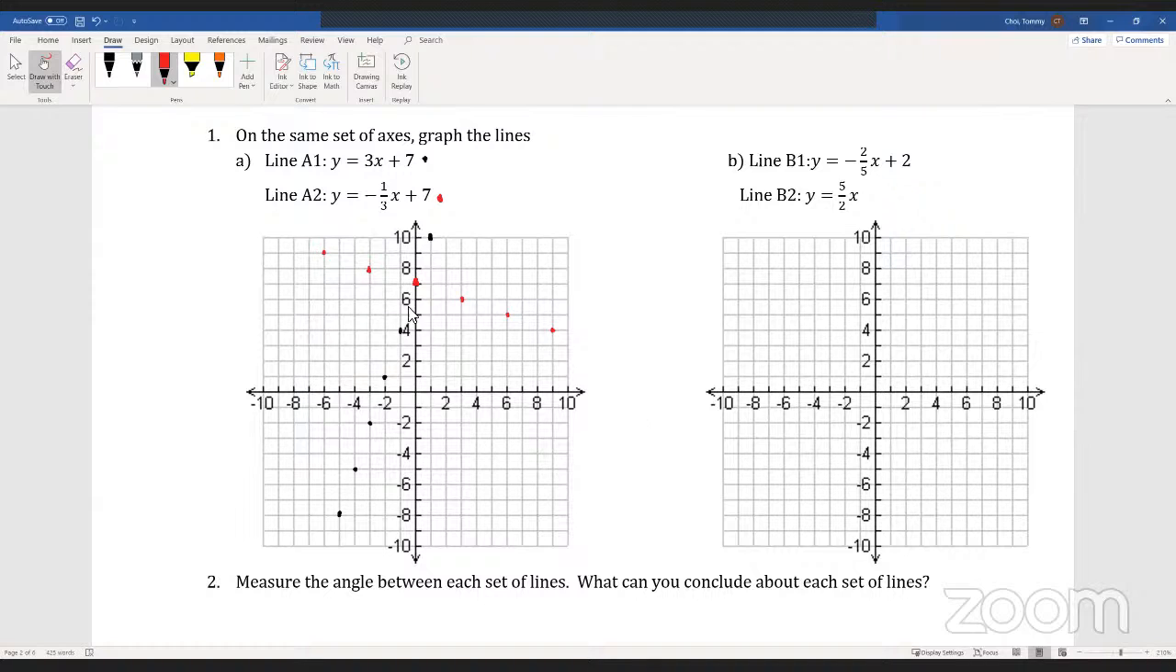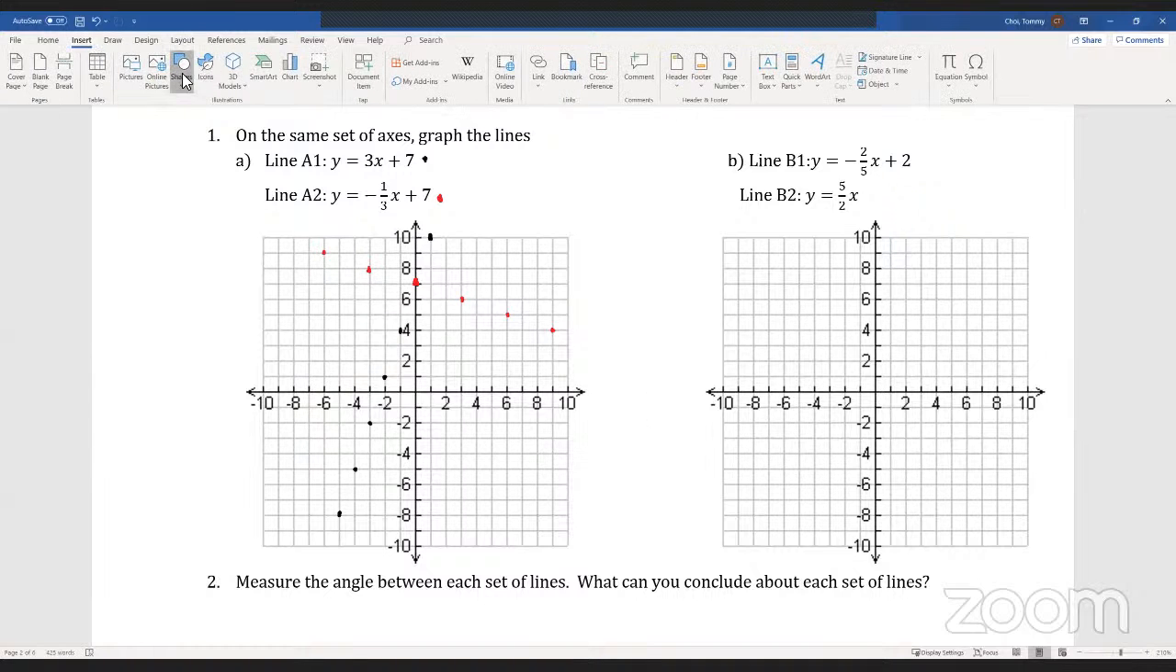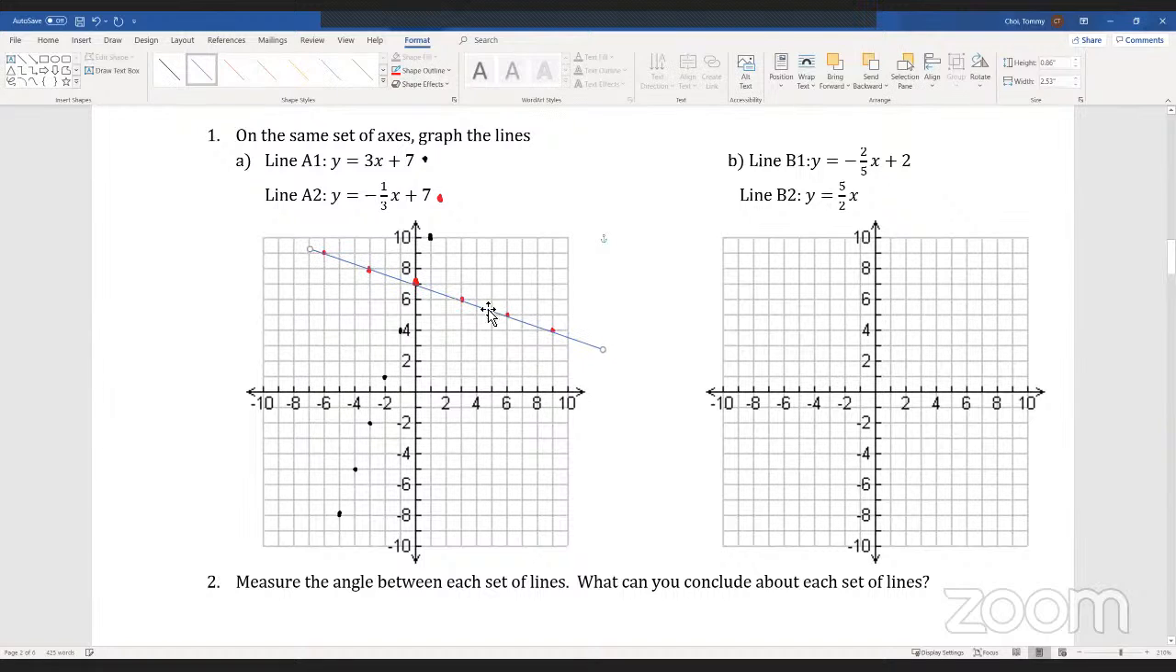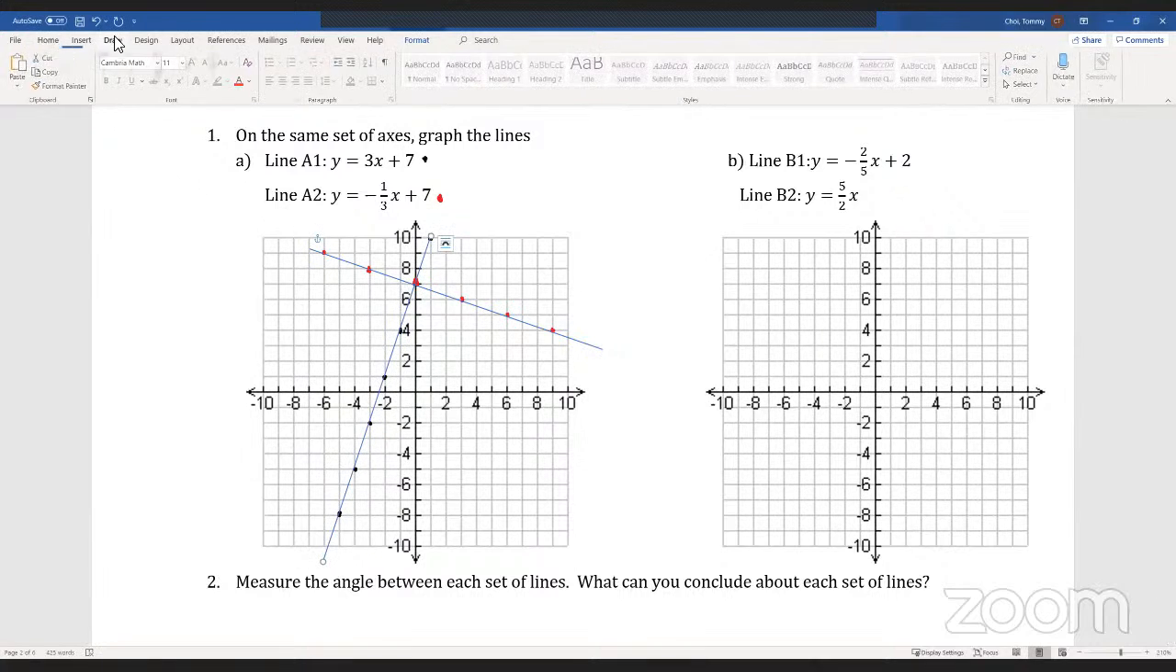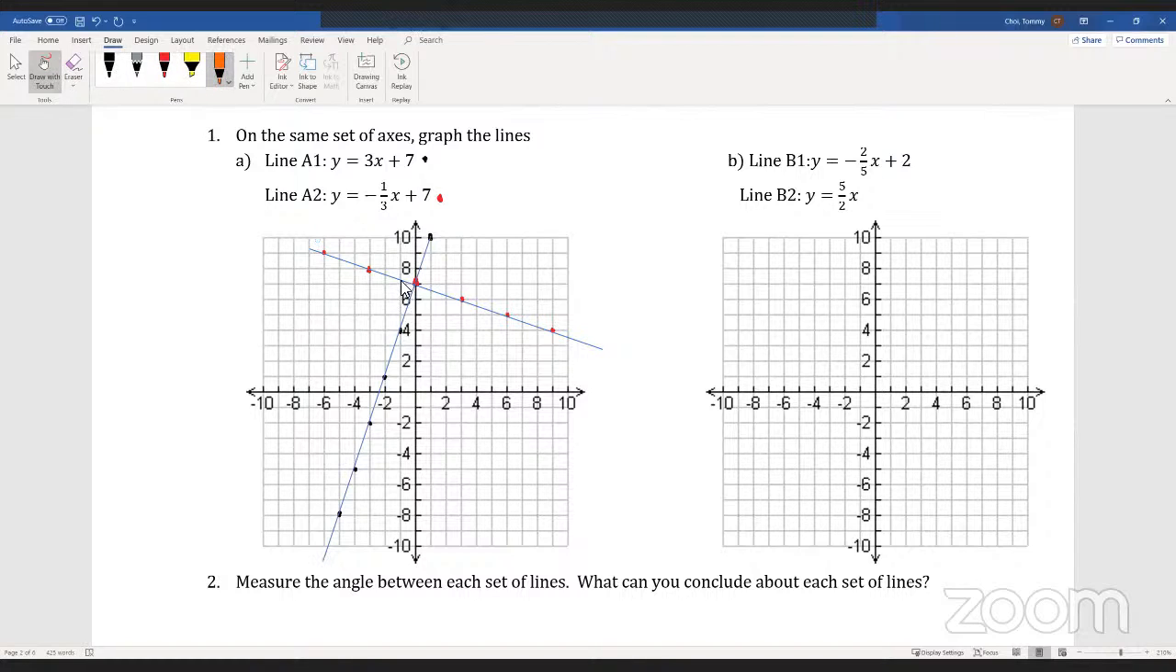And if we were to kind of draw that out, we get a line that does this, and then we get a line that does this. And we can see, oh, that seems to make 90 degrees there, right? It crosses at 90 degrees, and we can clearly see that these two lines are perpendicular.